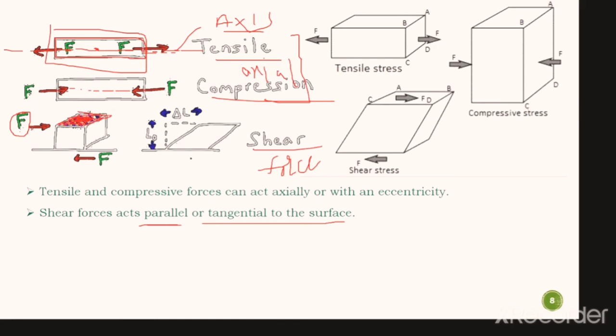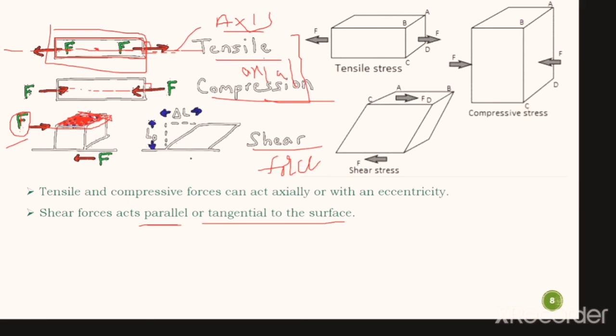If you take this particular area, this is the plane of the area, right? Horizontal plane, and this force is acting parallel to this surface, right? So here it is different. It is acting perpendicular in compressive and tension, but here it is acting parallel to that surface, tangential to the surface. Therefore this force F is called a shear force. Remember that shear forces are tangential forces or parallel forces, right?